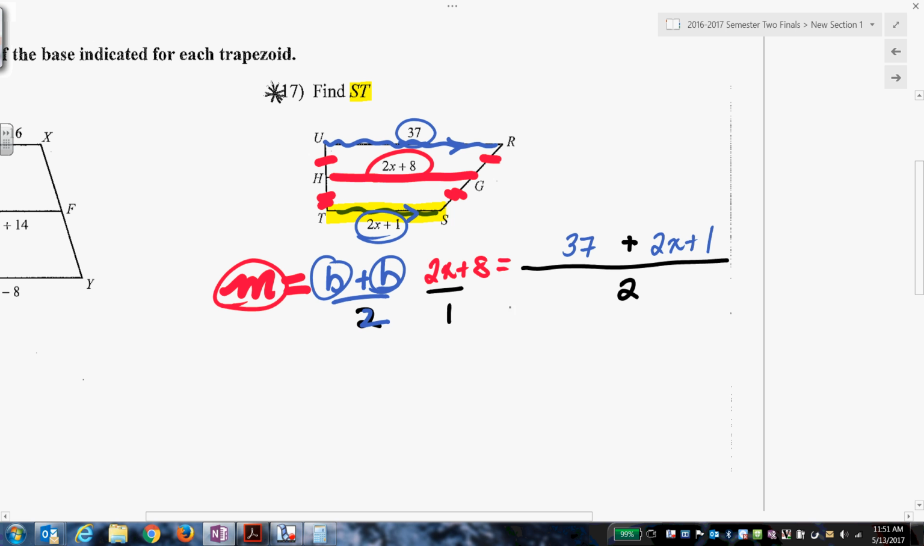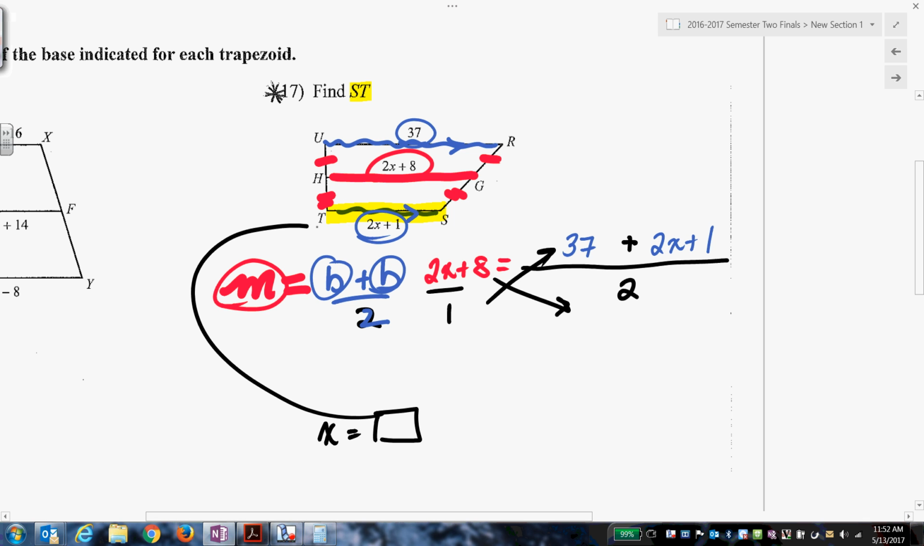Alrighty, you do your own math. And remember, when you solve for x, you are not done. You have to plug x in and solve for the length of ST. Check your answers in the back when you are finished. Pause the video, finish the work.